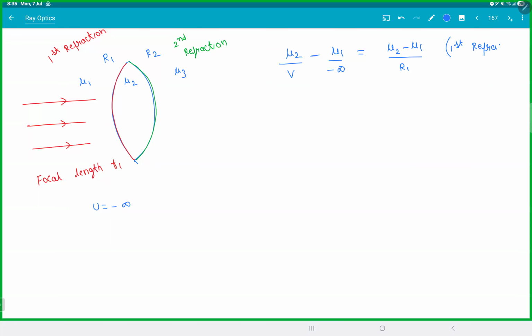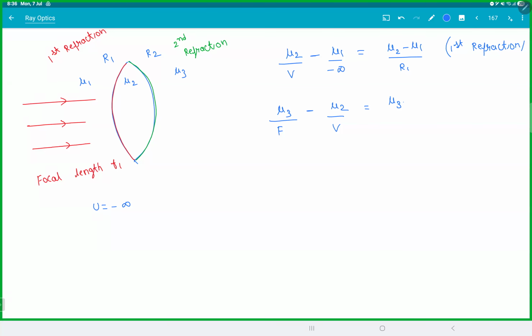You actually get a sequence kind of thing. For the second refraction, because the lens is thin, we can assume this point and this point are the same, so you can ignore the thickness. Now see, the light rays are going into mu3, so mu3 is the refracted medium. This will be your focal length f, that's where the point will meet. And this will be mu2 by v, so the image of the first refraction will be the object for the second refraction.